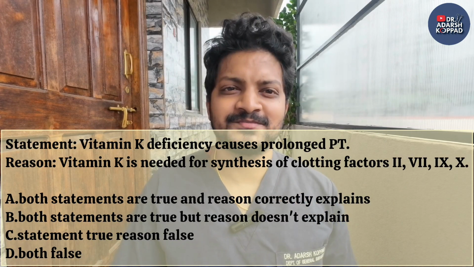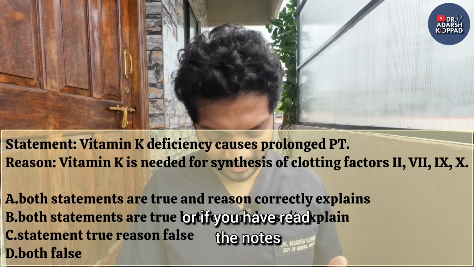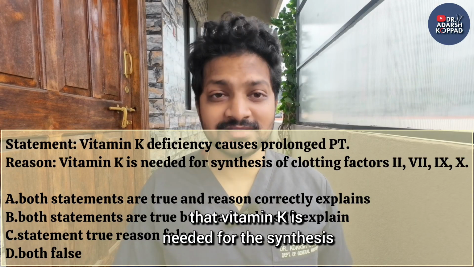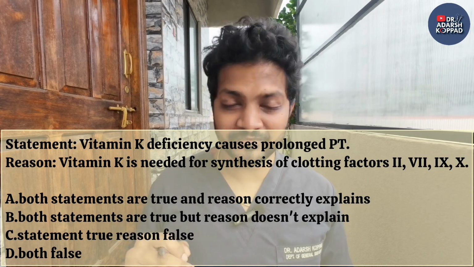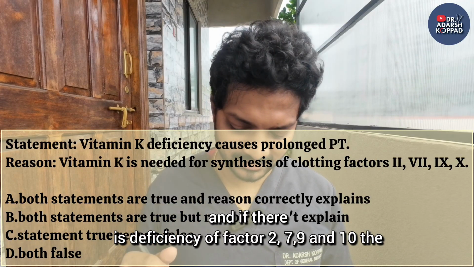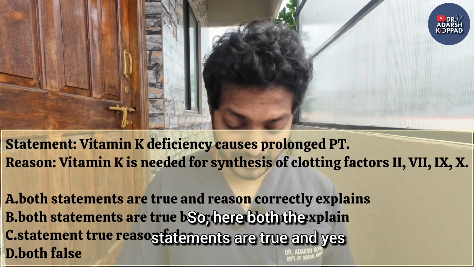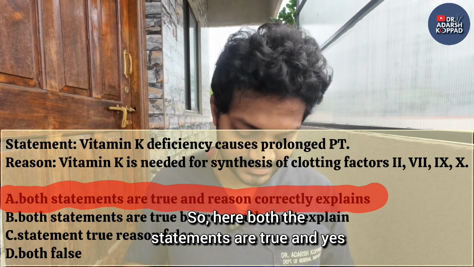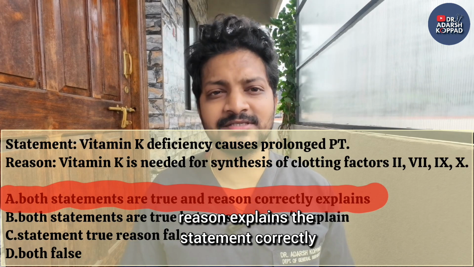this question. So if you have listened to the lecture or if you have read the notes, that vitamin K is needed for the synthesis of clotting factors 2, 7, 9 and 10, and if there is deficiency of factor 2, 7, 9 and 10, there is prolonged PT. So here both the statements are true, and yes, reason explains the statement correctly.